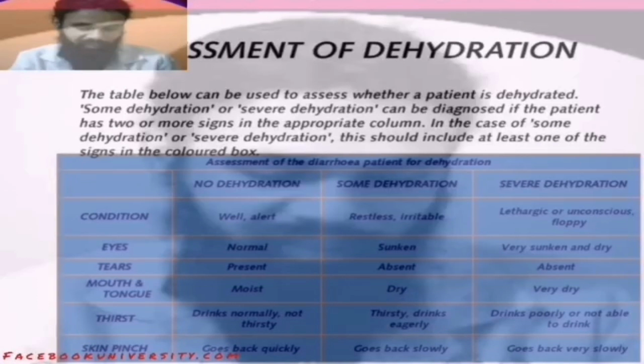Assessment of dehydration. The table below can be used to assess whether a patient is dehydrated or not. Some dehydration or severe dehydration can be diagnosed if the patient has two or more signs in the appropriate column. In the case of some dehydration or severe dehydration, this should include at least one of the signs in the colored box.